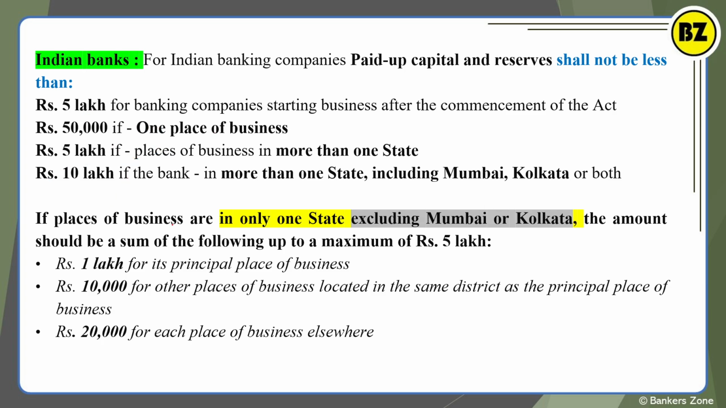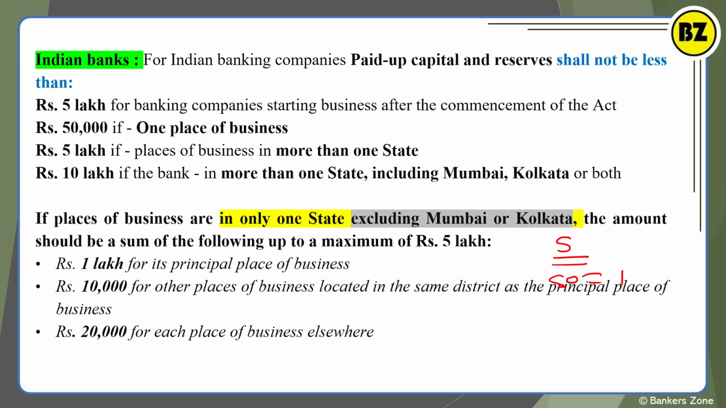Now, if the place of business is in only one state and you don't have branches in Mumbai and Kolkata, in such cases the amount of the sum should not exceed 5 lakh. This is the condition here: 5 lakh rupees when you are operating in more than one state, and if you are operating in only one state and not in Mumbai and Kolkata, then also the amount is 5 lakh. You have to understand these things deeply, because you may create some confusion in your mind. So simply remember, 5 lakh is the base figure.